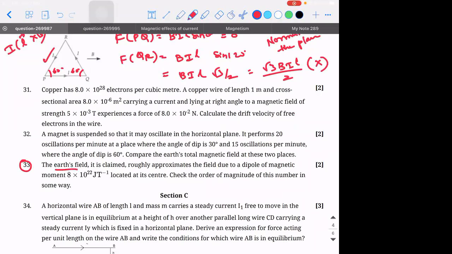The Earth's field is claimed to roughly approximate the field due to a dipole of magnetic moment 8 into 10 power 22 joule per Tesla located at its center. Check the order of magnitude of this number in some other way. What are they asking?